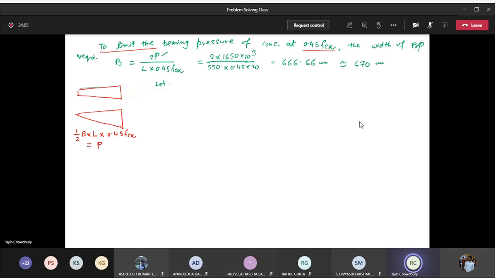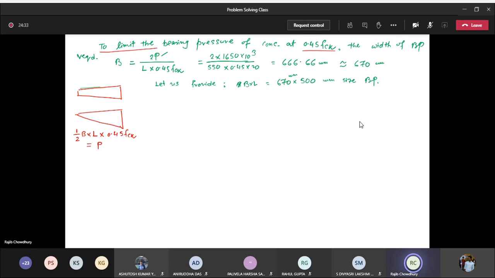Let us provide 550 or B multiplied by L, right? So it would be B is 670 multiplied by, both are mm, size of base plate.